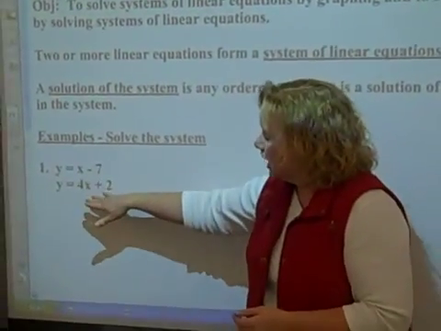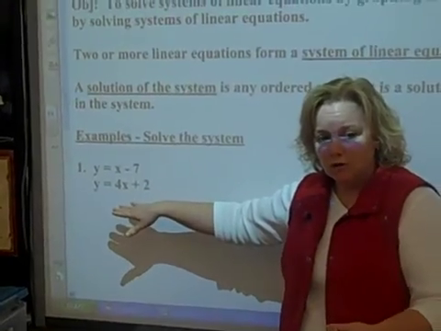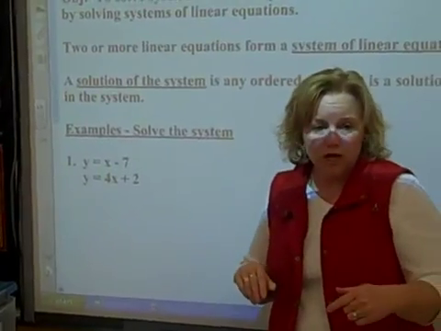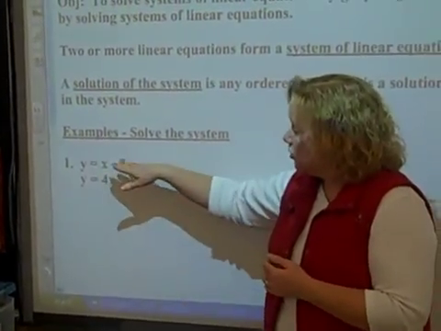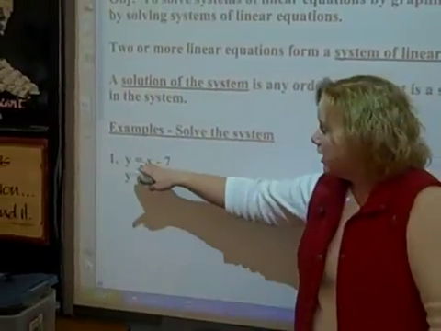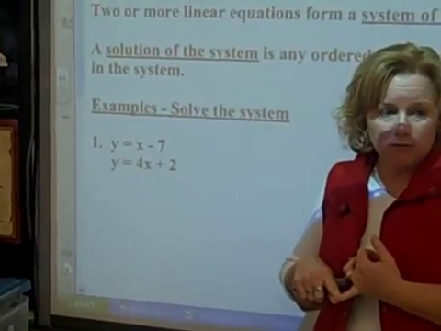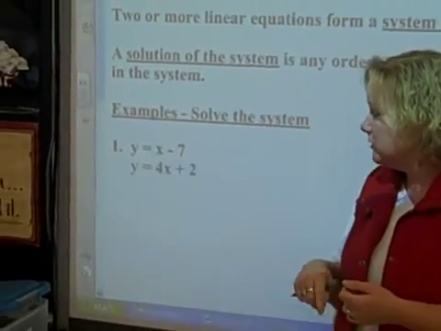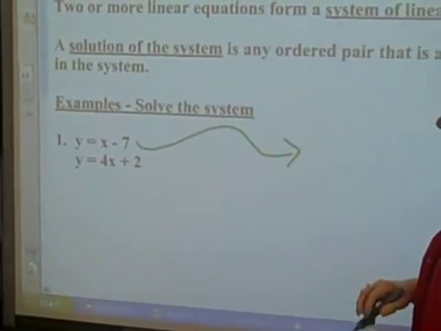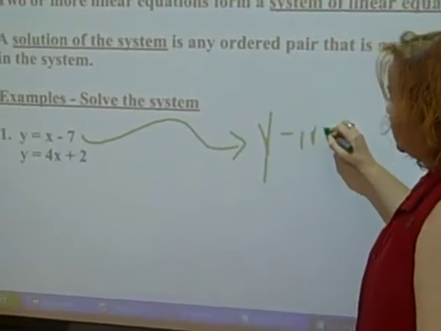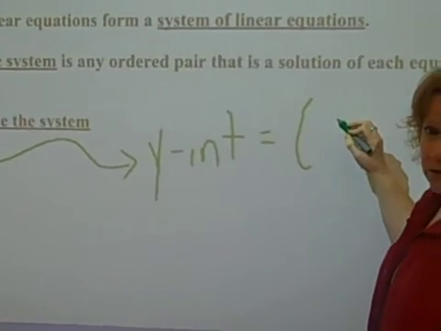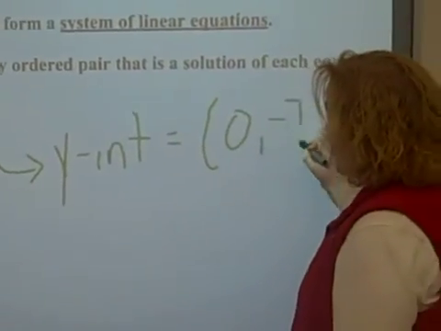There are a couple of different ways that you can find that ordered pair, or that solution to the system, and we're going to do that today. We are going to graph each of these lines. Remember, when graphing the lines, you have to make sure each is in slope-intercept form first. y equals x minus 7 is in slope-intercept form. Then you're looking for your y-intercept. What's my y-intercept? 0, -7 as an ordered pair.